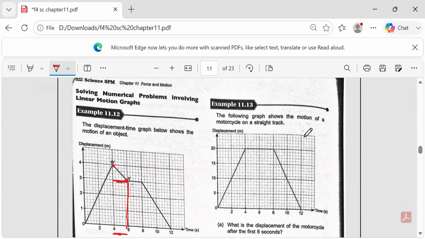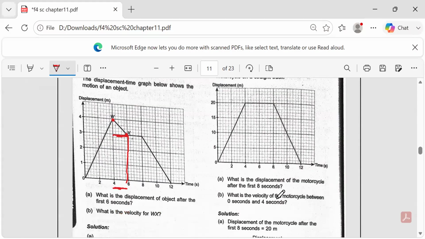Okay, the motion of a motorcycle on a straight track. What is the displacement of the motorcycle after the first 8 seconds? Okay, same concept lah. First 8 seconds. So, it's still 4 meters lah. Not 4 meters, sorry, 20 meters. Okay, it's still 20 meters.